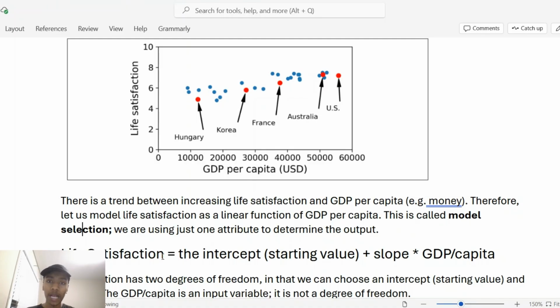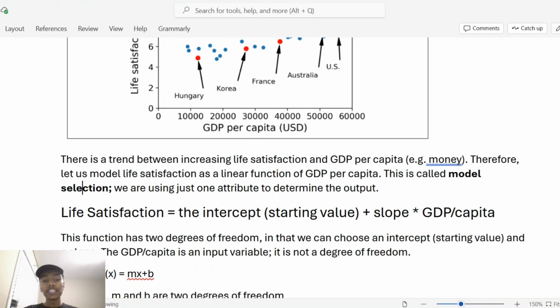With a 0 GDP per capita, they make literally no money, regardless of what the slope is. If they make literally no money, what is going to be their life satisfaction? Well, that's going to be the intercept, or the starting value, right? And so that's something that we have to consider. Plus the slope, right? The slope is something we need to determine for our machine learning algorithm. And that's what we're going to be talking about in the next lesson.